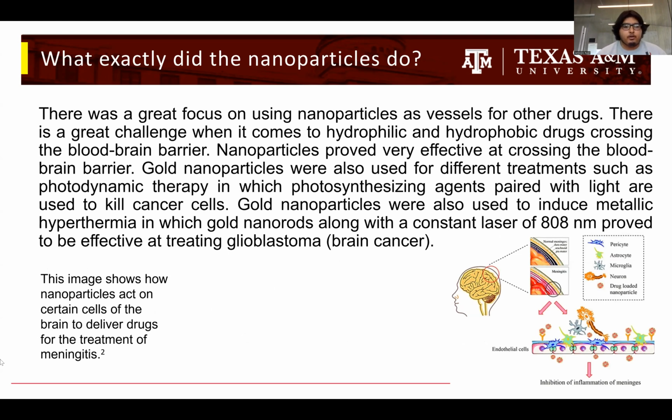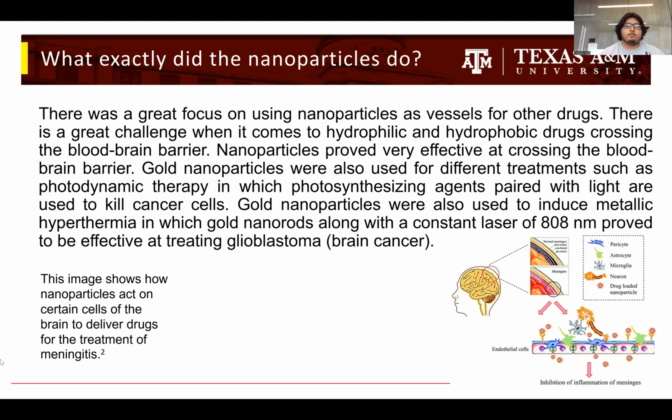What exactly do nanoparticles do? There was a great focus on using nanoparticles as vessels for other drugs. There's a great challenge when it comes to hydrophilic and hydrophobic drugs crossing the blood-brain barrier. Nanoparticles proved very effective at crossing the blood-brain barrier.